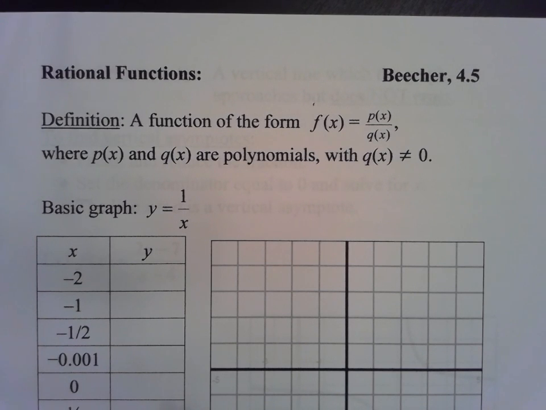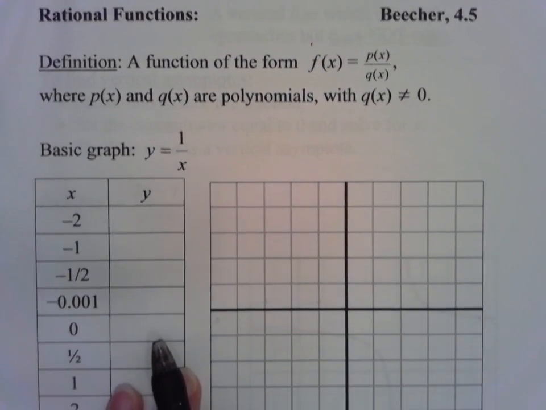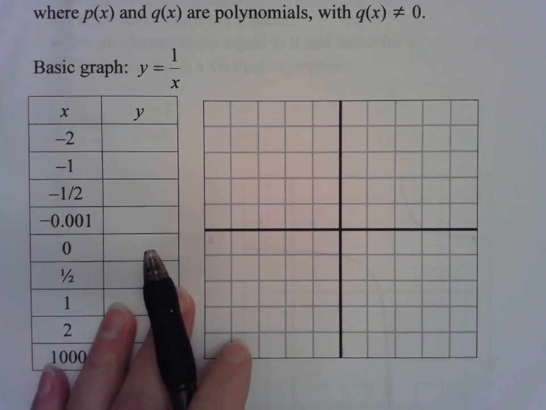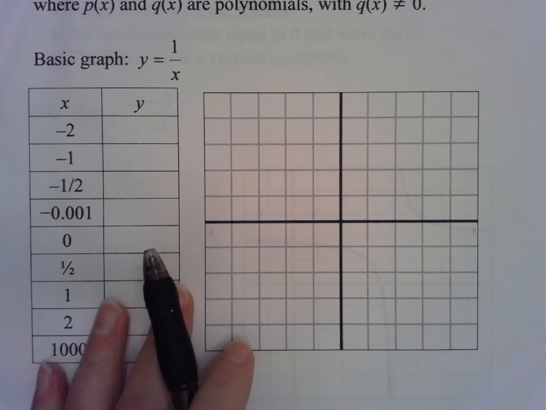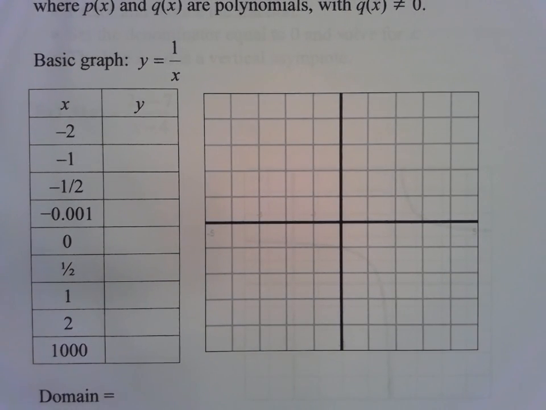The most basic rational function is the 1 over x graph. So I thought we could take some time to look at this and look at its shape and talk about all the characteristics of this graph. Okay, so I made a really large t-chart here just to give you an idea of some of the patterns that are going on for this function.